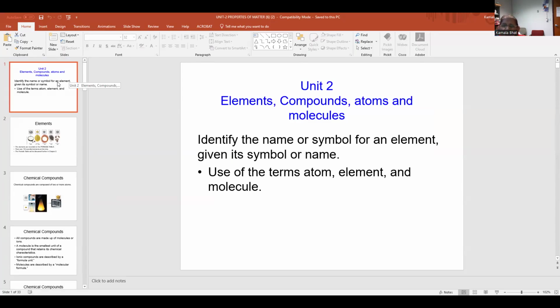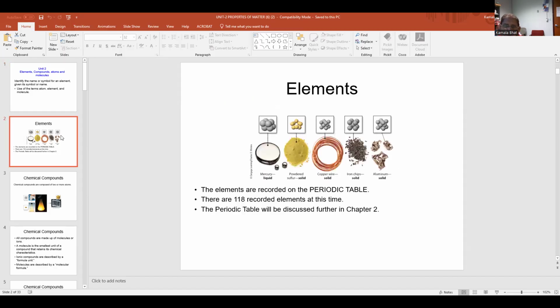This is Unit 2 for Basic Tools, Chapter 1. We're going to be studying elements, compounds, atoms, and molecules, and you identify them, and then we're going to study how we can distinguish their properties and what type of changes they undergo. Elements.